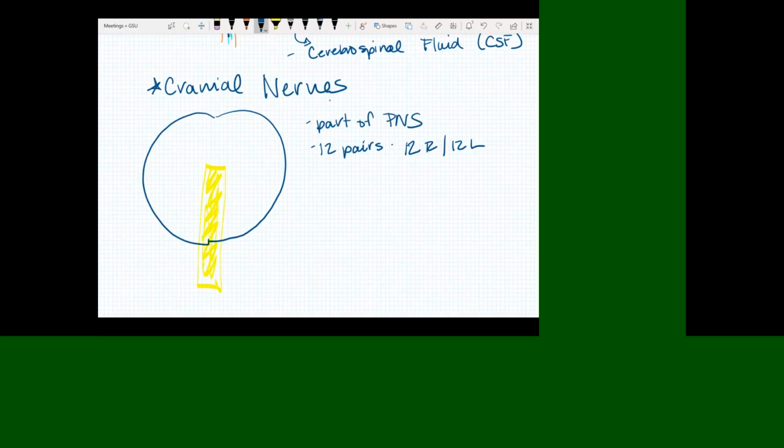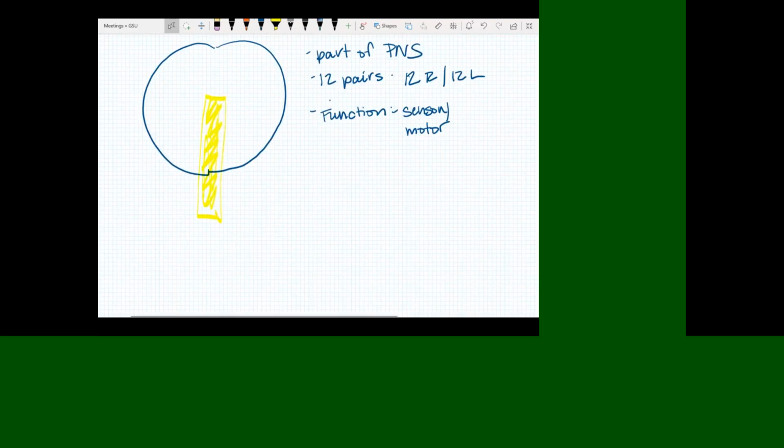And what's cool about these is they are actually named for the structures that they control. So they're very, very easy. But these will all have a specific function. So a cranial nerve is carrying information. So a cranial nerve can carry sensory information, or it can carry motor information, or it can carry both. So these are our three options that we're going to have to talk through.